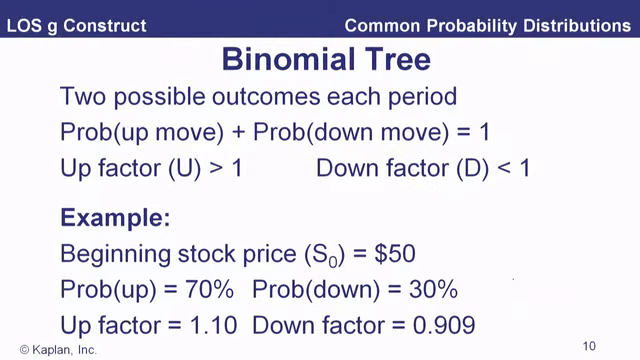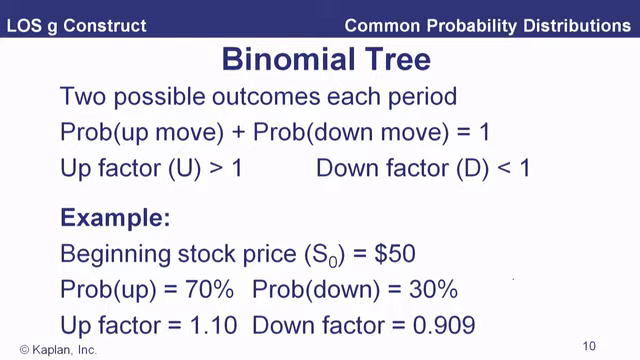And so here's our story. 2 possible outcomes each period, an up move or a down move. The probability of an up move plus the probability of a down move is 100%. One of those 2 is going to happen.